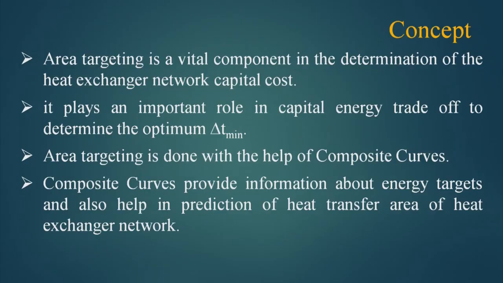Area targeting is done with the help of composite curves, which we have already seen how to generate: a hot composite curve and a cold composite curve. Composite curves provide information about energy targets and also help in the prediction of the heat transfer area of the heat exchanger network.